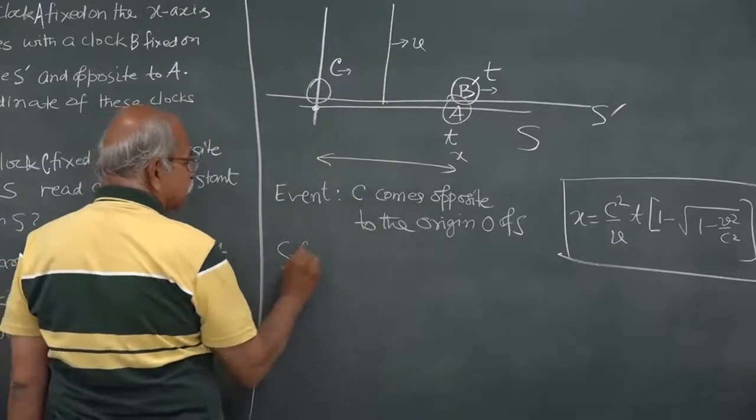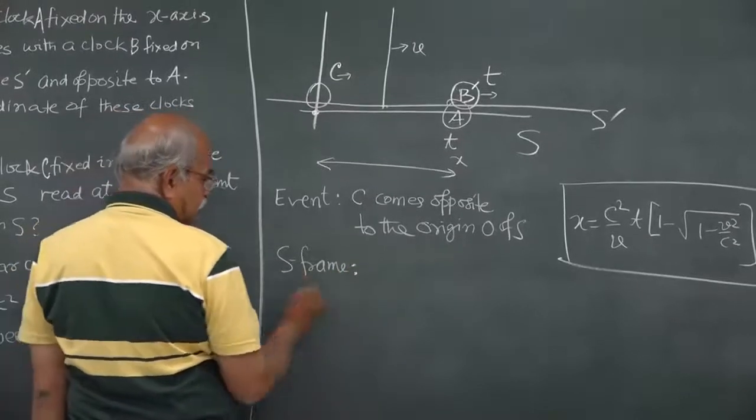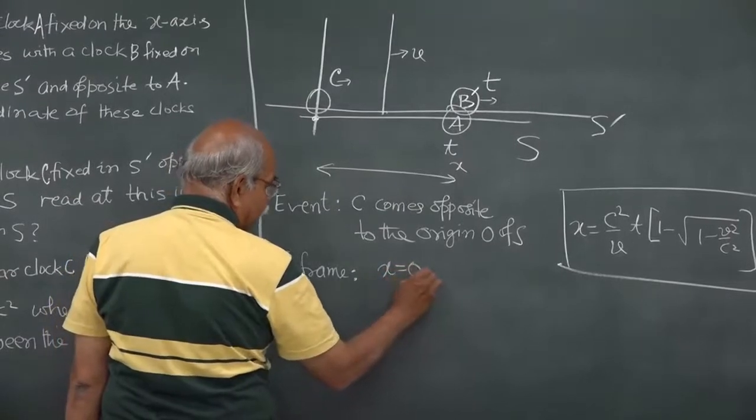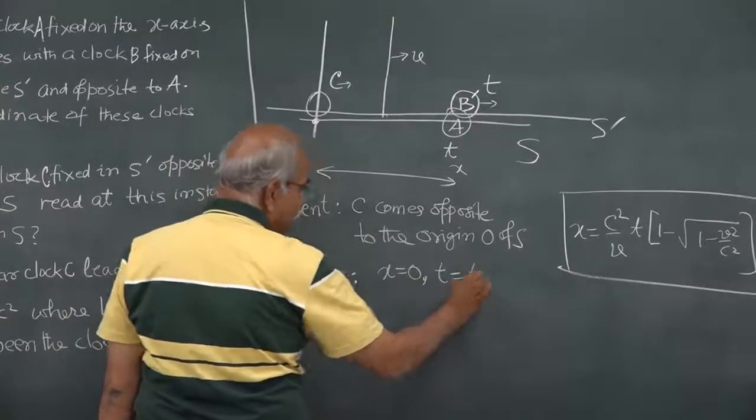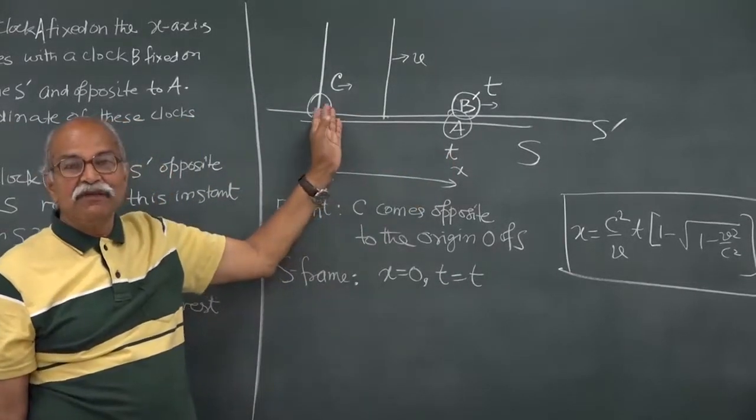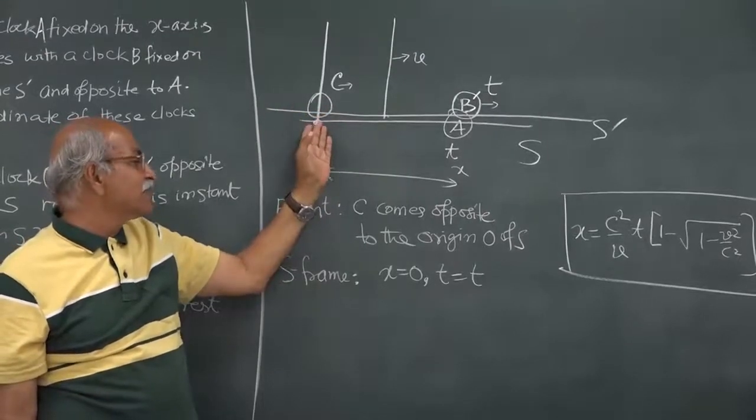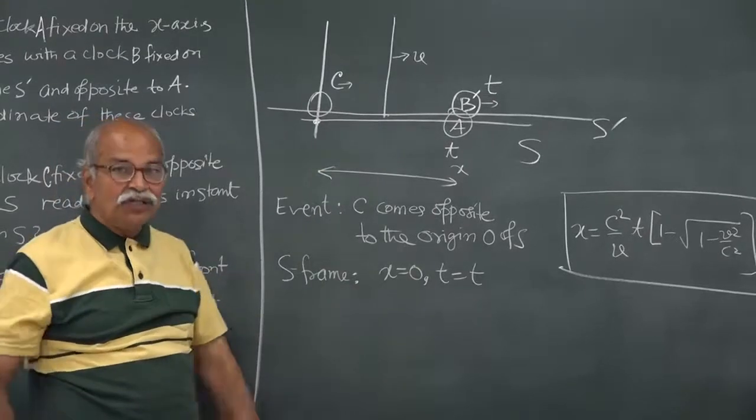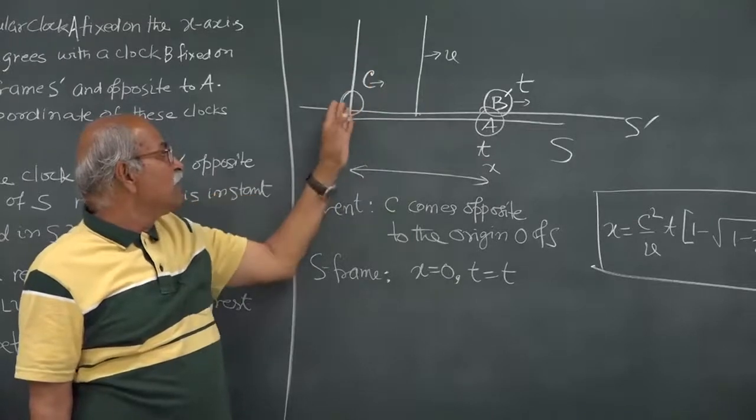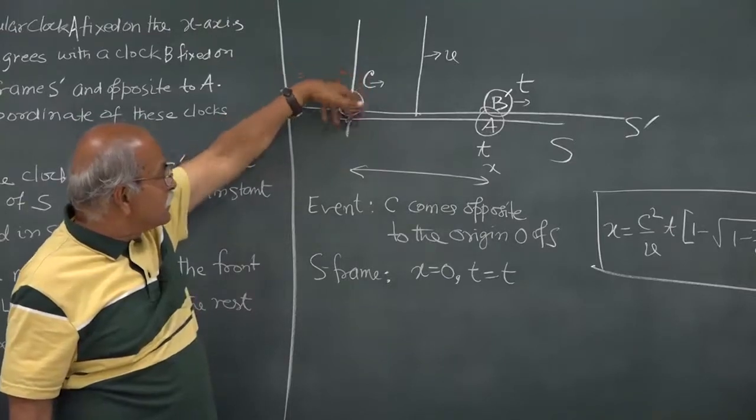This is the event. Now, in S frame, where did this event happen? It happened at x equal to 0. At what time? T equal to t. At this instant t. So, the timing of this event is t, and the location of this event is x equal to 0. So, what should be t prime? What should this clock read? According to S prime, when did this event occur? And that will be read by this clock, because this clock is here.